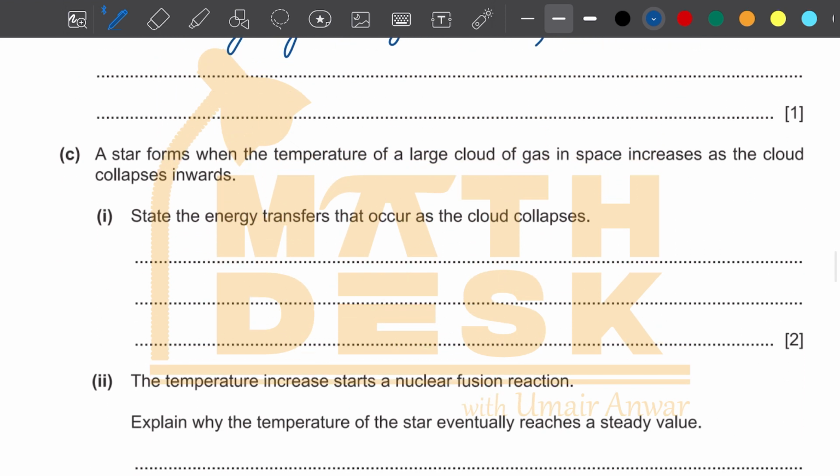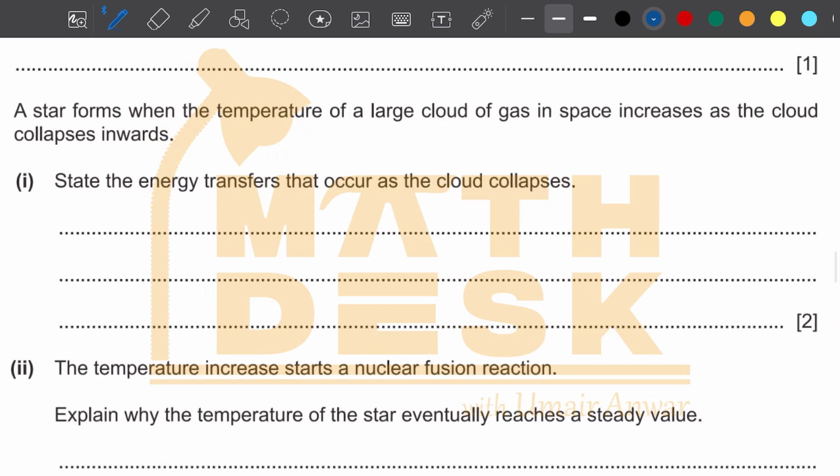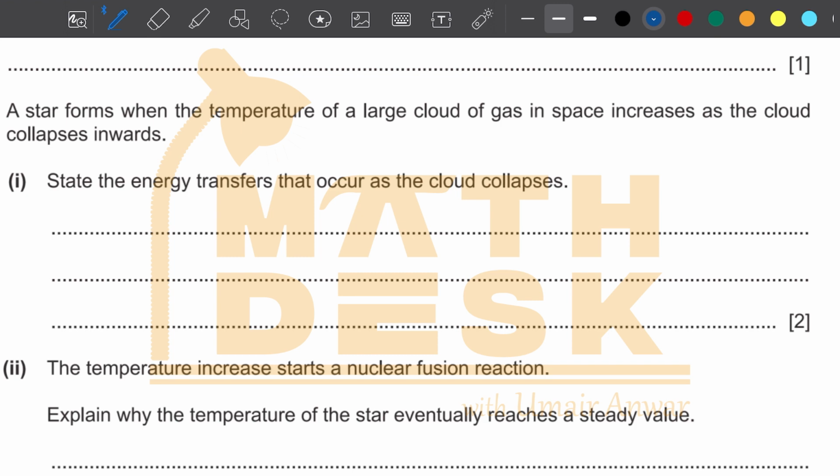A star forms when the temperature of a large cloud of gas in space increases as the cloud collapses inwards. State the energy transfers that occur as the cloud collapses. So initially we have huge gravitational attraction, which is gravitational potential energy, which attracts the particles of dust and gas together and they collapse.